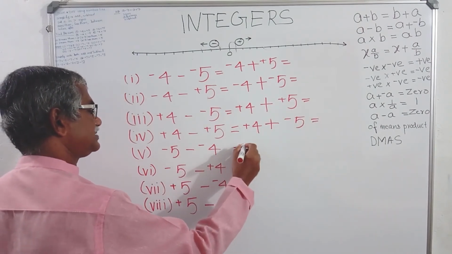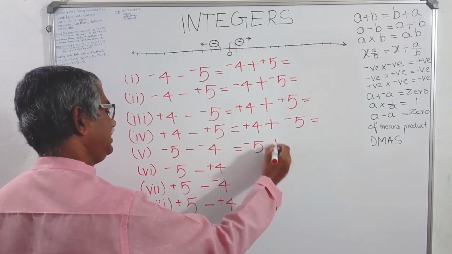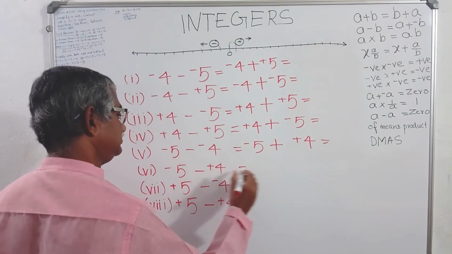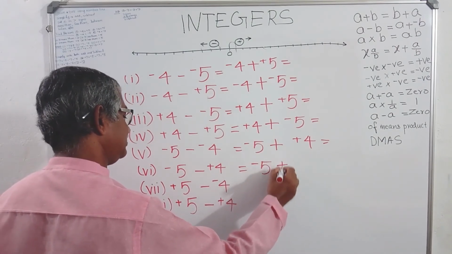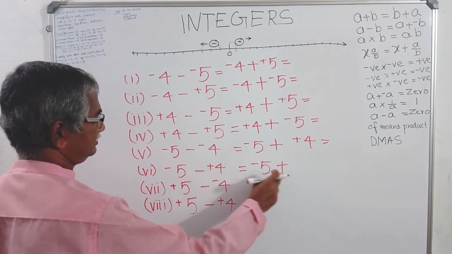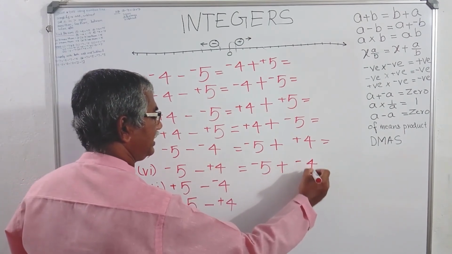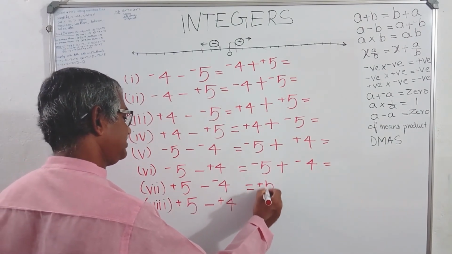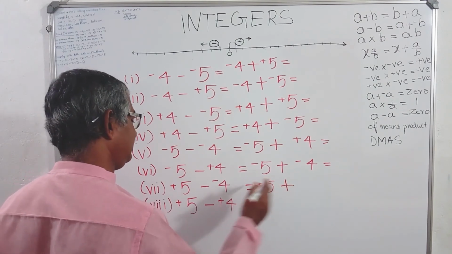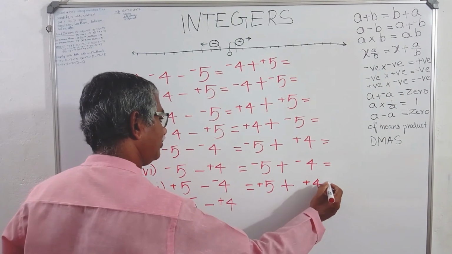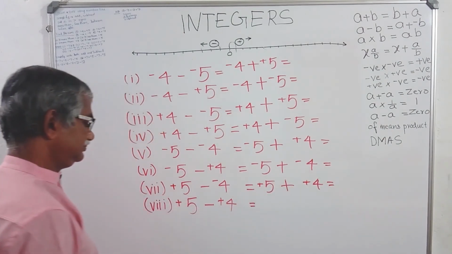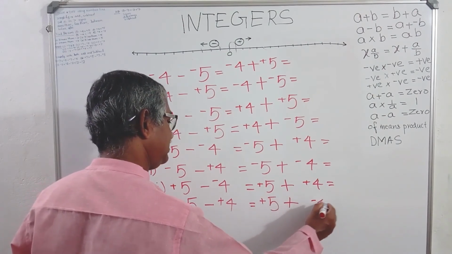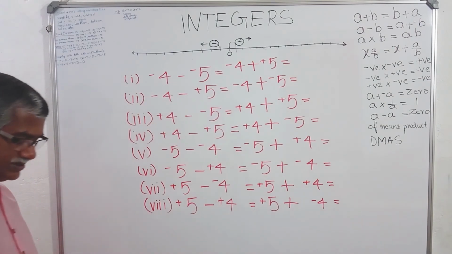Again, first number no change. Addition. Negative 4 becomes positive 4. Again, negative 5 no change. Subtraction becomes addition. Positive 4 becomes negative 4. Again, positive 5 no change. Subtraction changing to addition. Negative 4 becomes positive 4. Again, positive 5 plus negative 4. You can do the answer now.